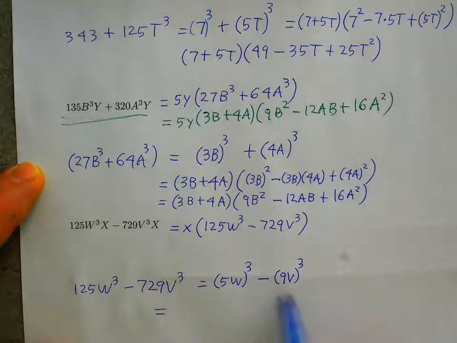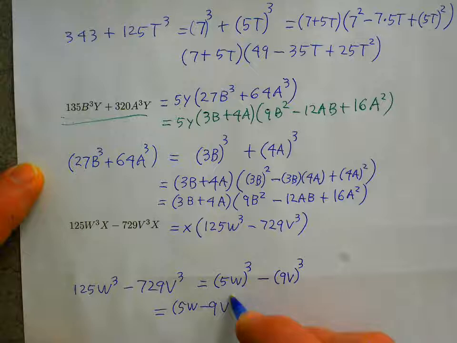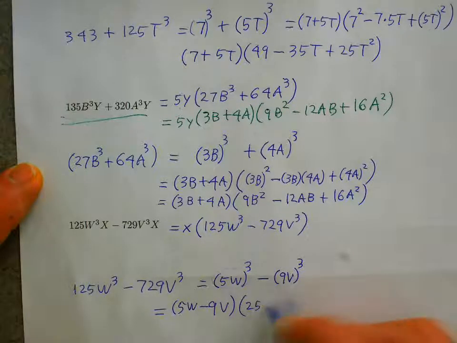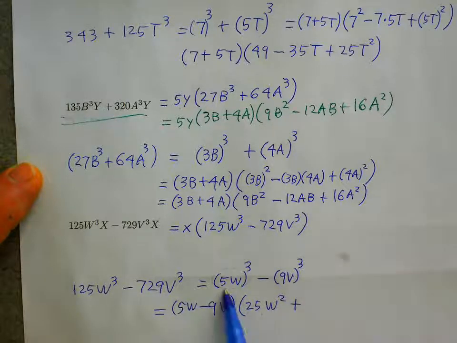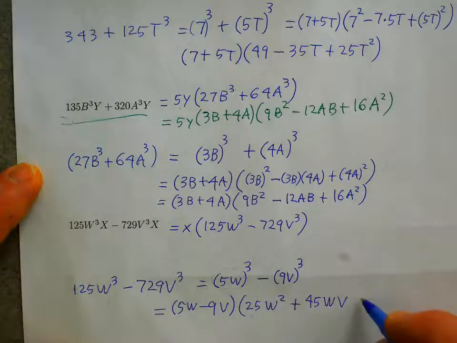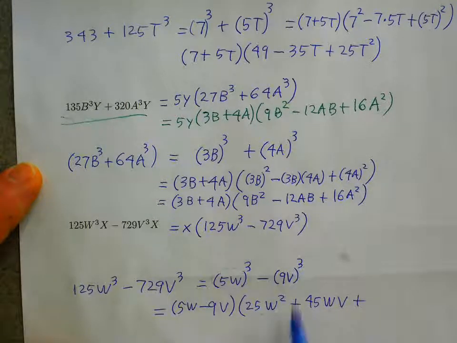Then apply the difference of cubes factoring formula. The binomial is 5w minus 9v. The first term in the trinomial is what we get when we square the term 5w. 5w times 5w is 25w to the second. And then we add 5w times 9v, which is plus 45wv. And then we add 9v squared, which is 81v to the second.